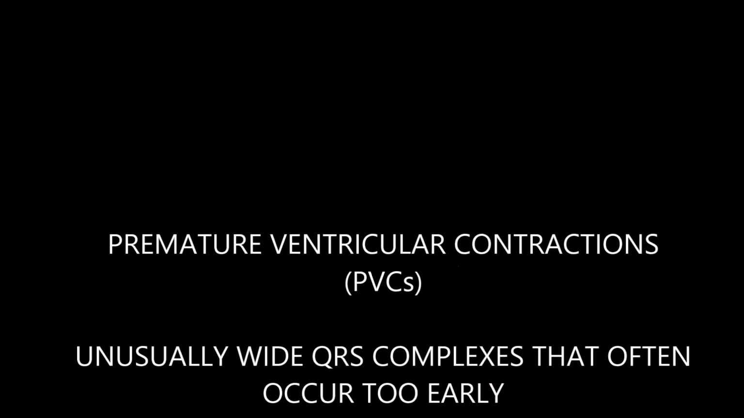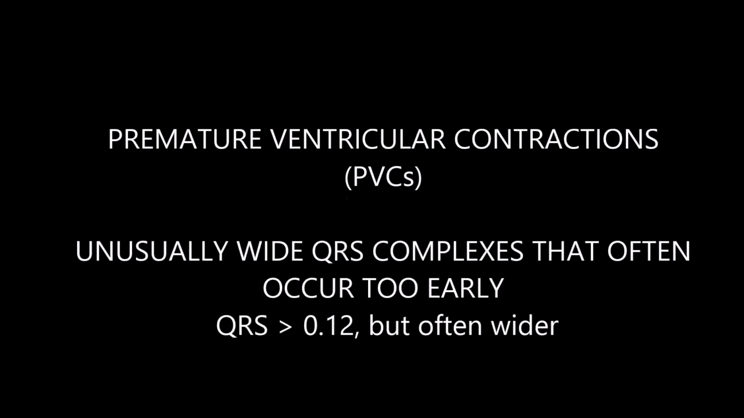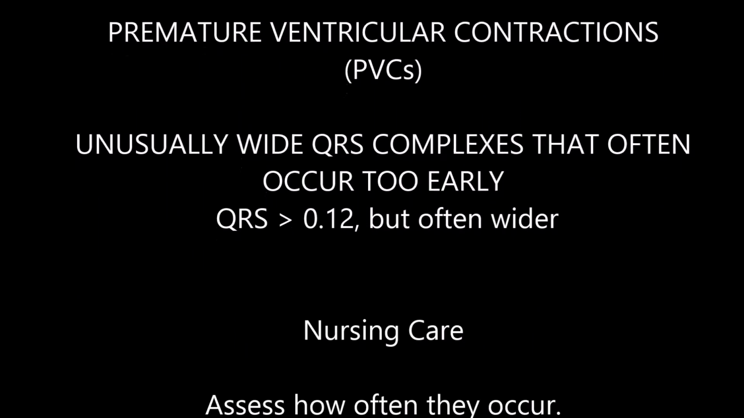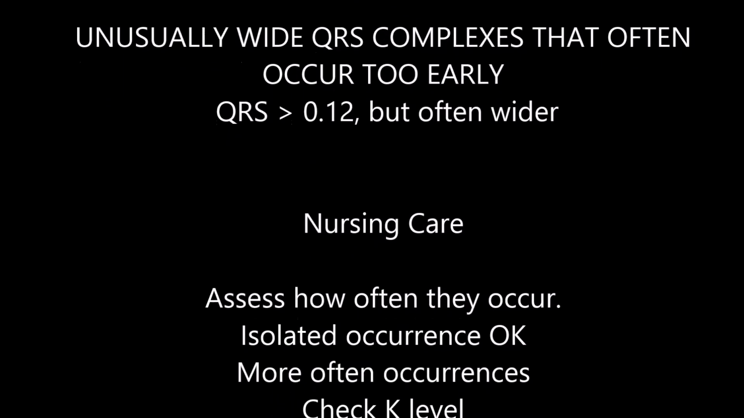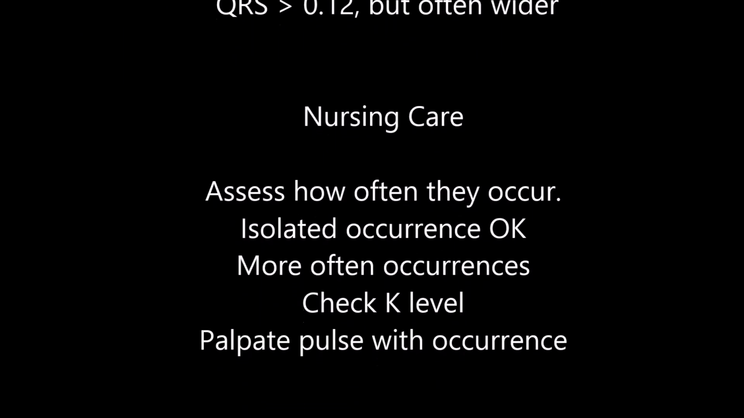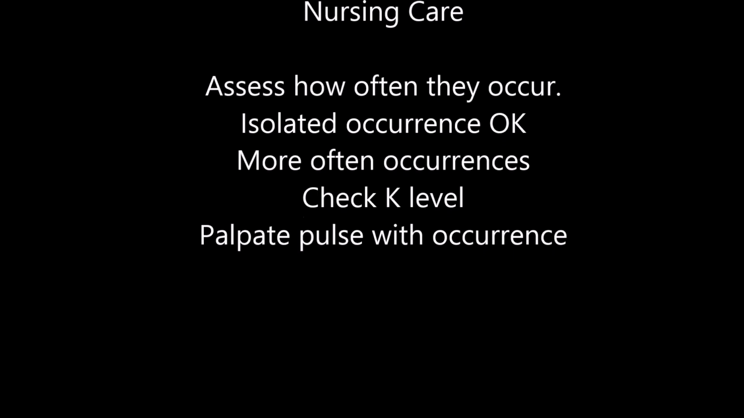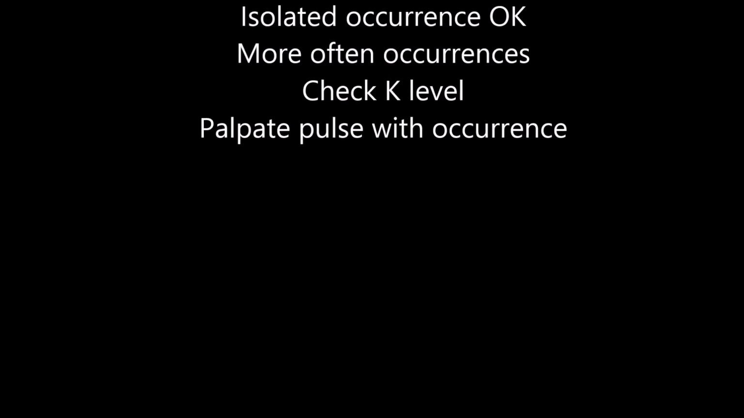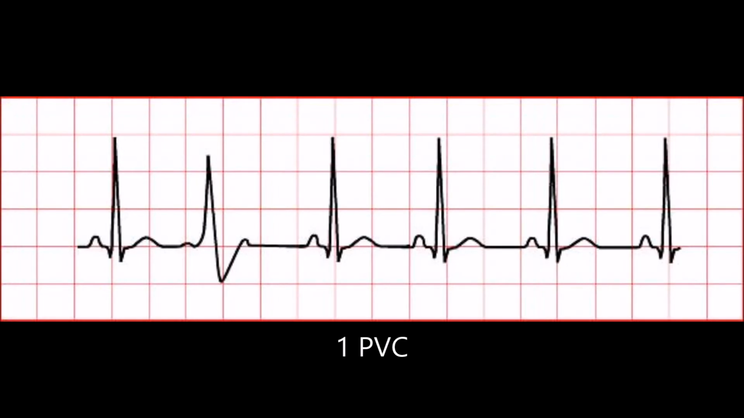As we move away from the atrial arrhythmias that can occur, we're going to talk about those that can occur in the ventricle, called premature ventricular contractions, or PVCs. This is an isolated, unusually wide QRS complex that often occurs too early and is much wider than the 0.08 seconds we discussed earlier. In this example, you have a PVC that occurs between the first and third beat. The nurse needs to monitor the frequency of these PVCs, as they can indicate a low potassium level.